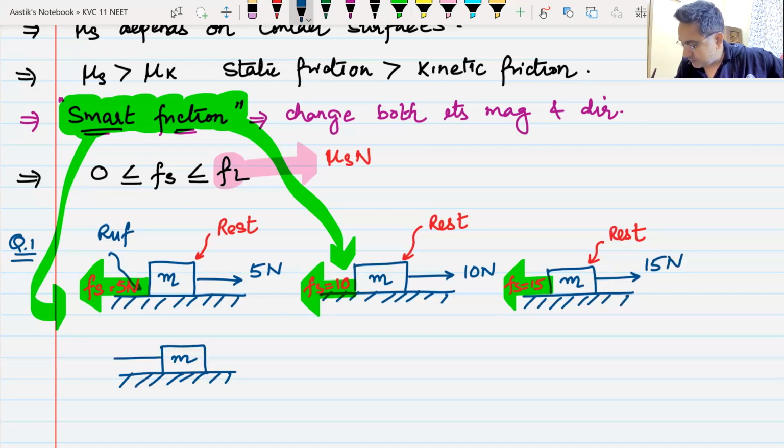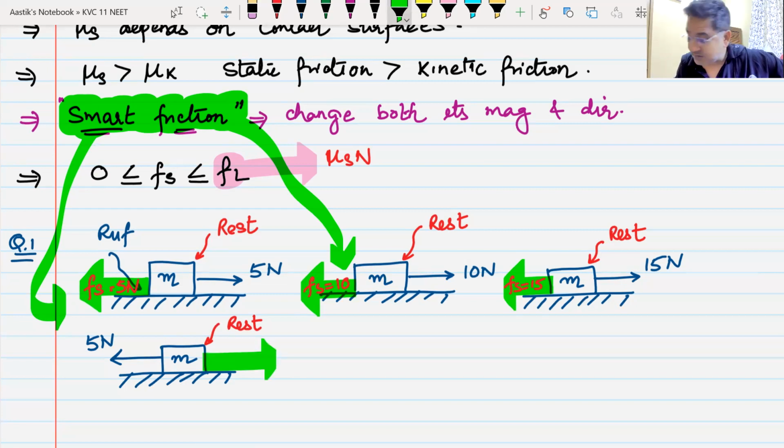But now I apply a force of 5 Newton here. The body still does not move. What is the magnitude and direction of static friction? Direction is right, magnitude is 5. See? Smart friction. Smarter than us. It now knows that the force is on the left, so it has to be on the right. Smart friction. It can change its magnitude. It can change its direction. One more last example.